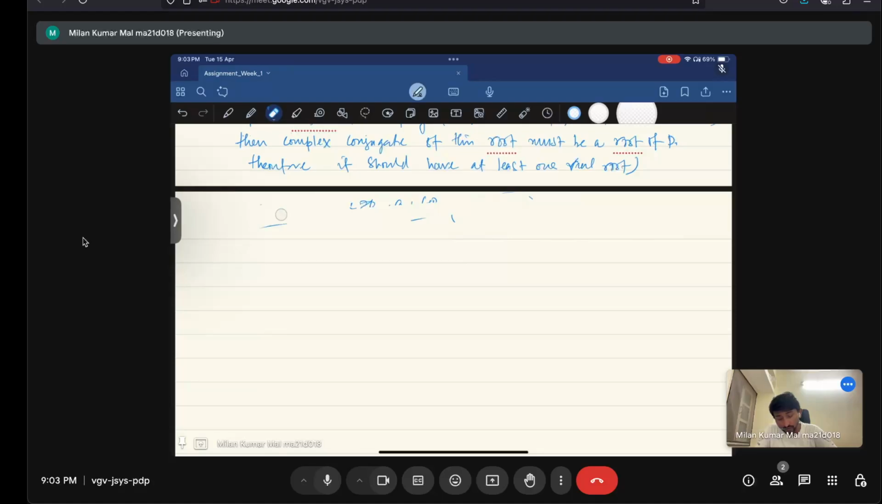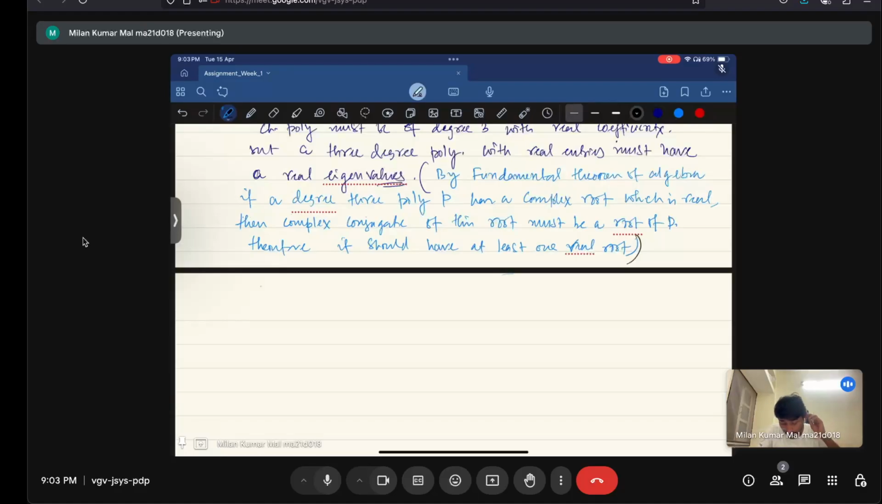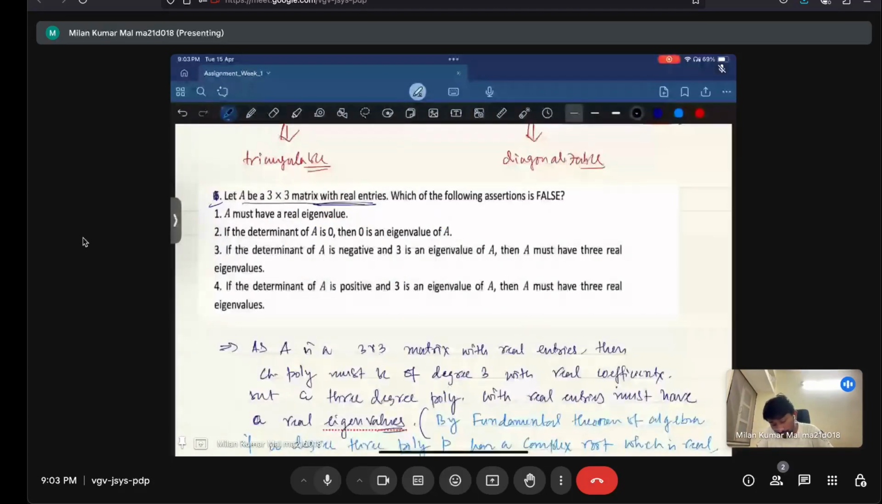So now, if A is a 3 by 3 matrix with real entries, which of the following assertions is false? A must have a real eigenvalue. That is true. I have to find what is false. Second, if the determinant of A is 0, then 0 is an eigenvalue of A.